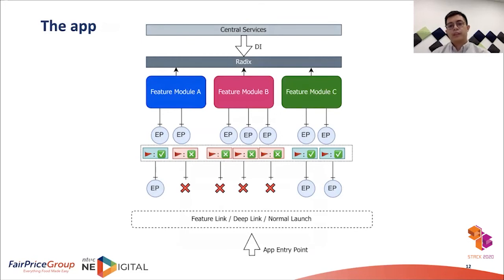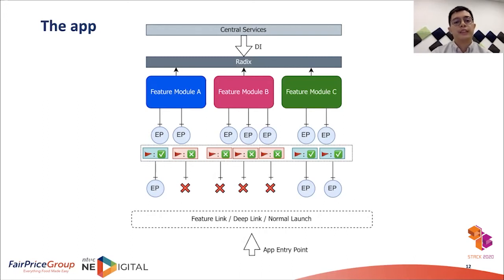So if we zoom out and look at the bigger picture, above there, we have some central services, which can be things like identity or an authentication and authorization module, as well as databases and API clients, something that all feature calls would share as a dependency, to be injected via the Radix layer or the base layer, while the feature modules depend on it.